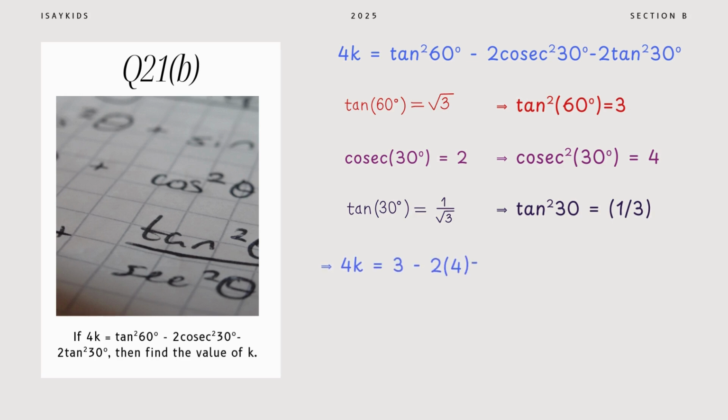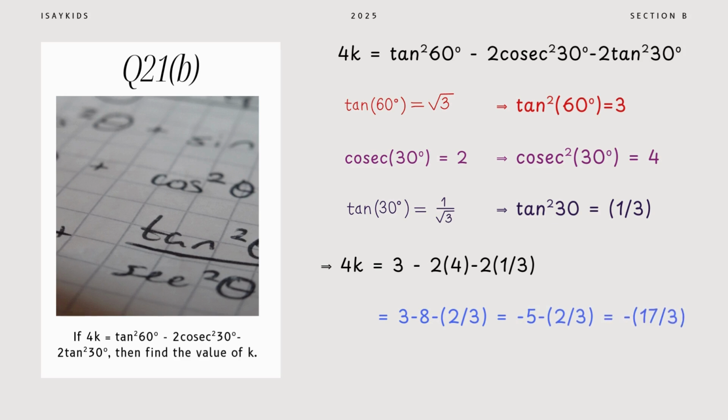Substituting the values, we get 4k equal to 3 minus 2 times 4 minus 2 times 1 by 3. Solving it further, we get 4k as minus 17 upon 3. Thus, k would be minus 17 upon 12.